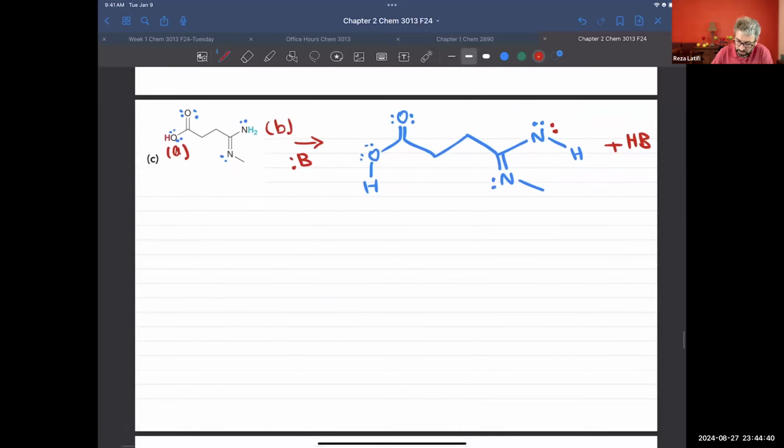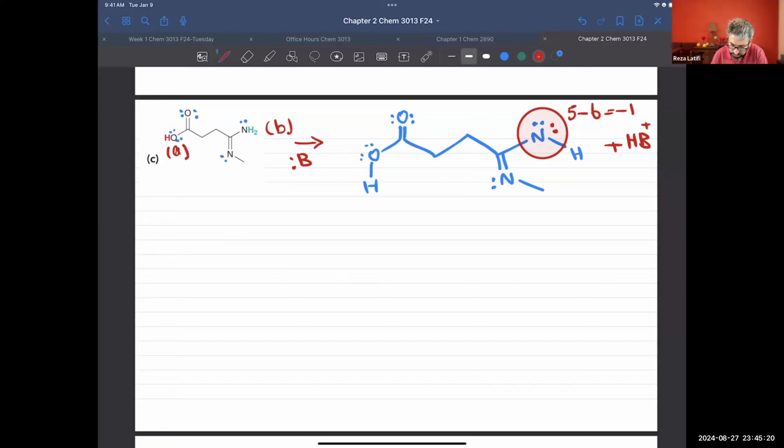Now, what's the formal charge for this nitrogen? Let's calculate the formal charge. If I draw a circle around it, nitrogen is in group 5. I see 6 electrons around it, so it's -1. And this one will be +1. -1 plus +1 will be neutral, and everything will be fine.